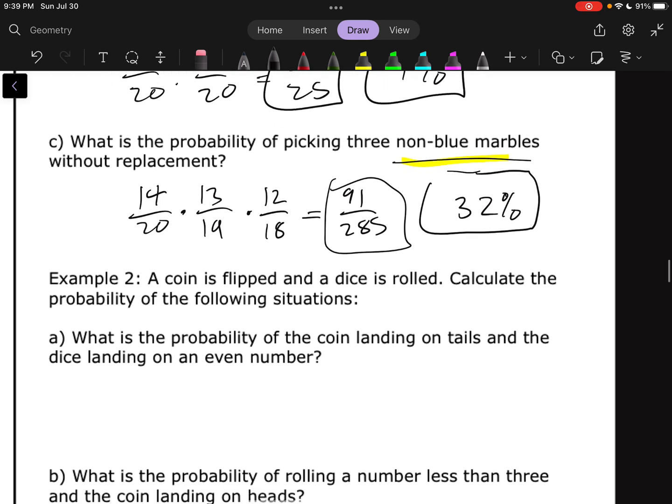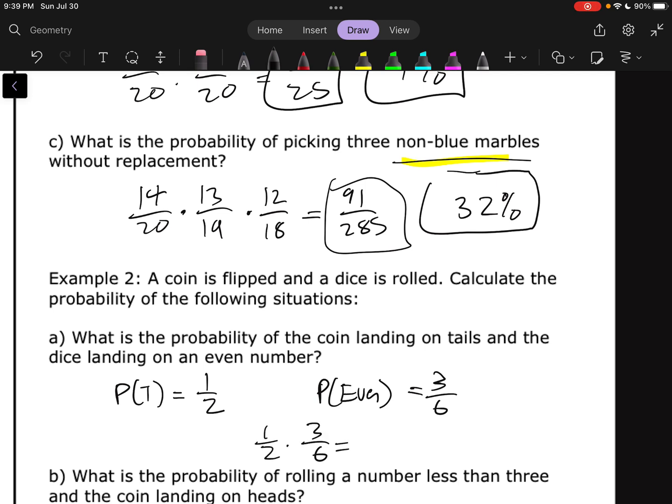All right, and then flipping a coin and rolling a dice. What's the probability of a coin landing on tails? Well, tails is just a 1/2, and a dice landing on an even number. There are 3 even numbers out of 6. So 1/2 times 3/6 would give me 3/12, which is 1/4, which is 25%.